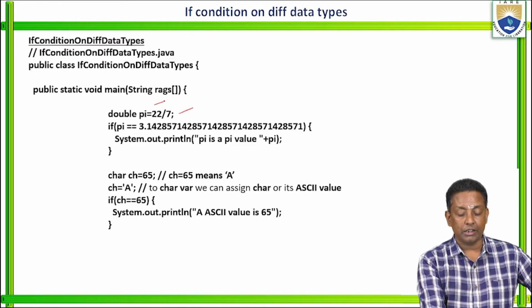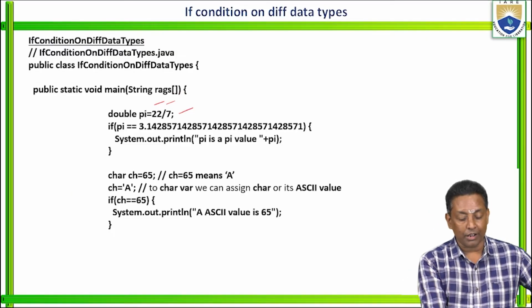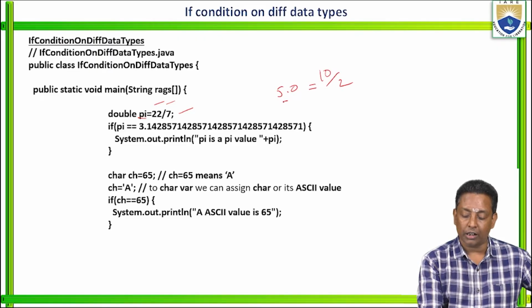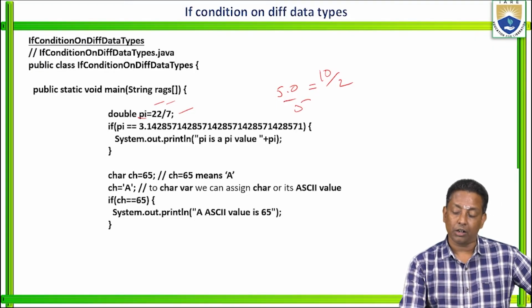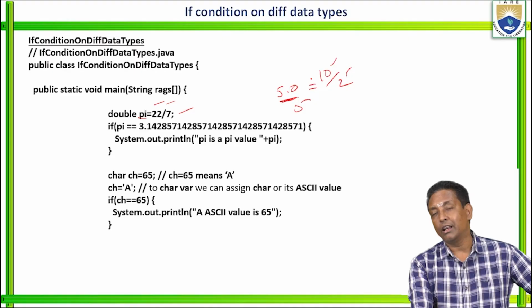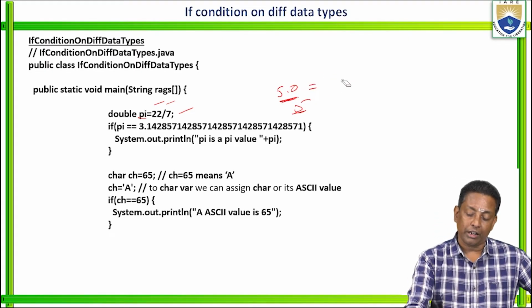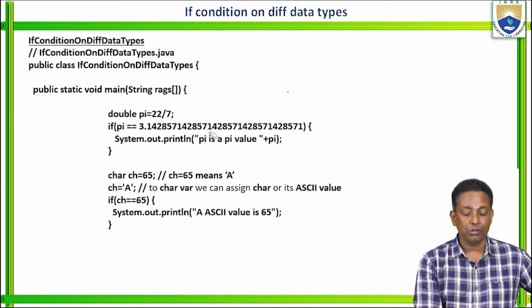Whenever you divide two integer values, the result is a floating point value. Though you write 10 divided by 2, the output will be 5.0 and not 5. In any programming language, if you divide any two integer variables, the result will be a floating point value rather than an integer. So you are writing 22 by 7, which is the pi value, 3.14 something.